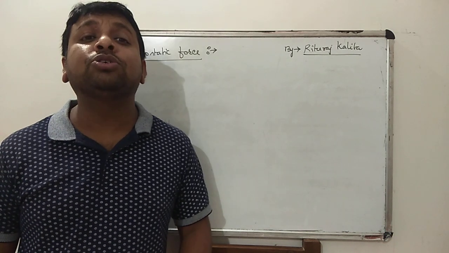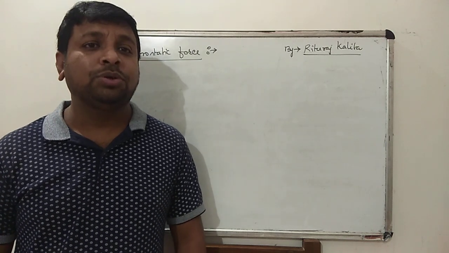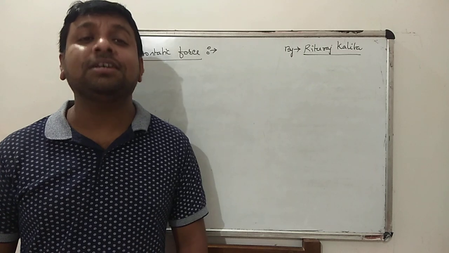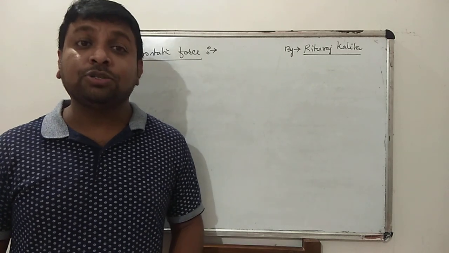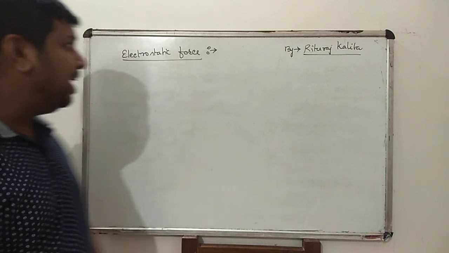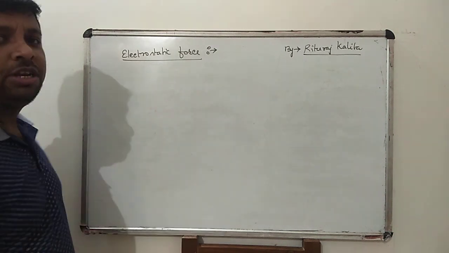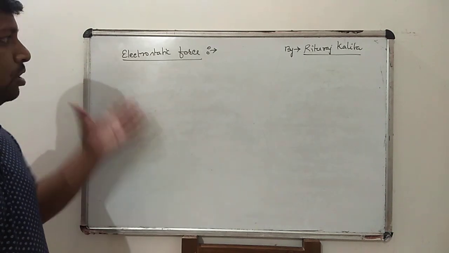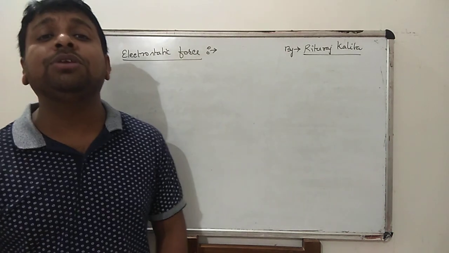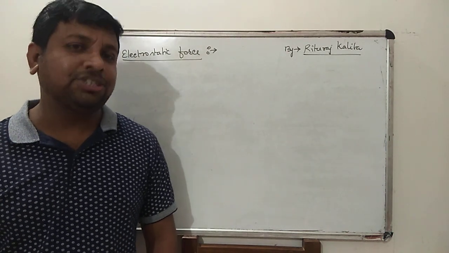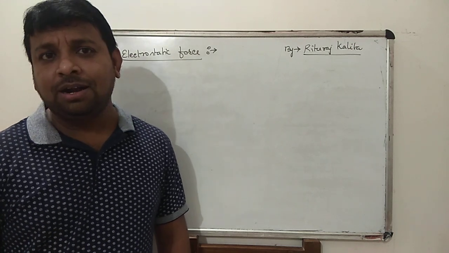Between two like charges, a repulsive force is produced, and between two dissimilar charges, an attractive force is produced. The force between two charged particles is known as electrostatic force. So today we discuss electrostatic force and its law. What is electrostatic force? The force between two charged particles is known as electrostatic force, and it can be attractive or repulsive.